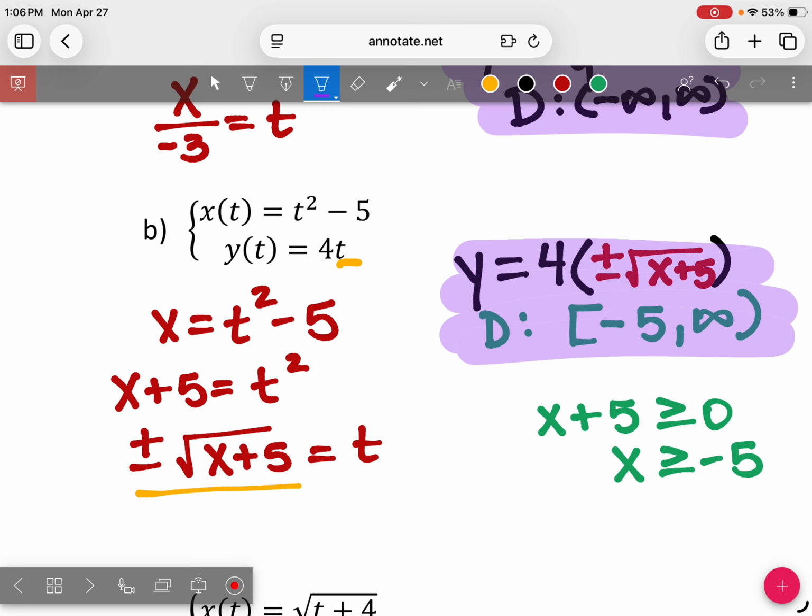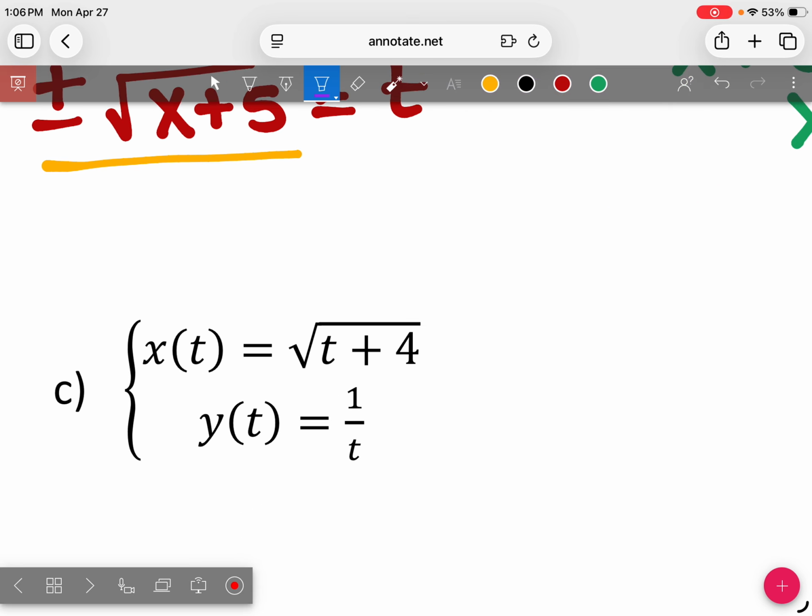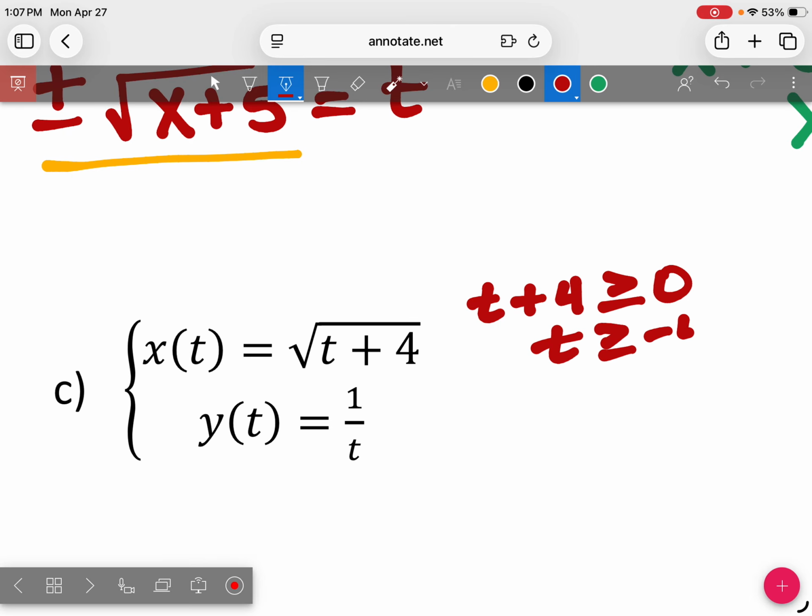All right, let's look at C. Now C, this is the first time that I started with a restriction. Both of these parameters already have a restriction. This one has a t under the square root. And remember, you cannot take the square root of a negative. If you take that t plus 4, it has to be greater than or equal to 0. That means t has to be greater than or equal to -4. So I already have a domain restriction. So this is going to come into play at the end. We just got to remember it.